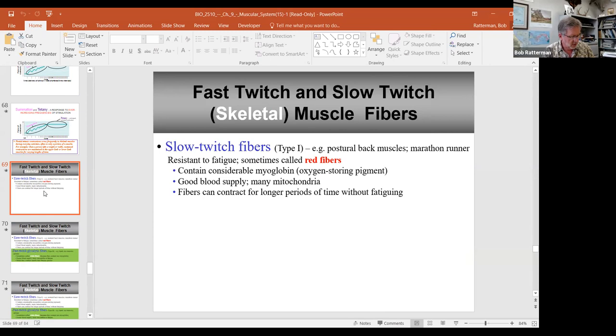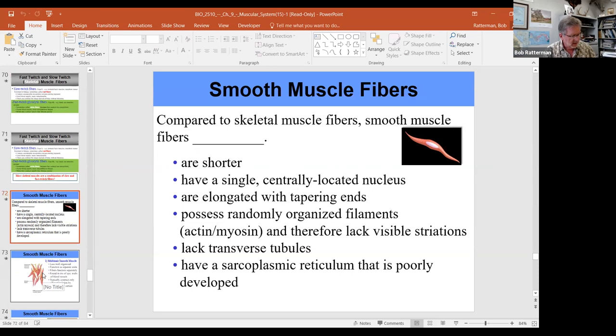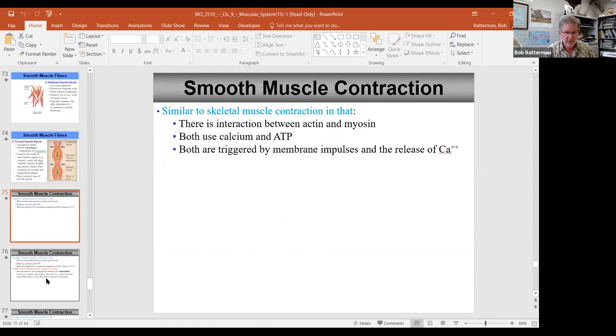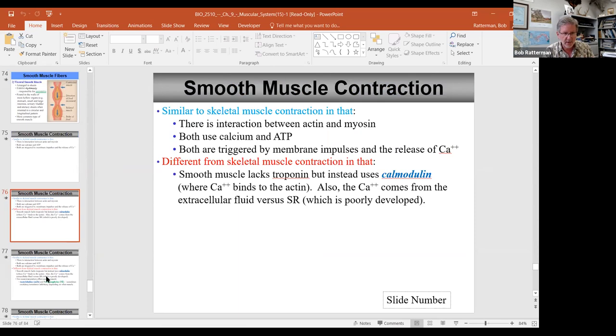There's only maybe a page. That got into smooth muscle fibers, both multi-unit and visceral smooth muscle. That's the two major types of smooth muscle. And I talk about those and give you some examples of that. We compare and contrast smooth with skeletal. We find that there are some similarities, but there's also some differences.